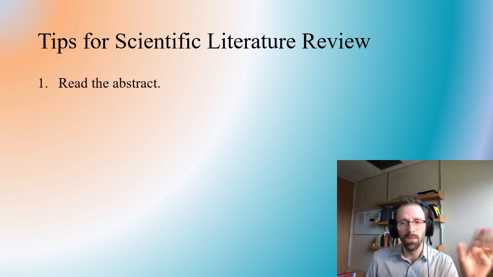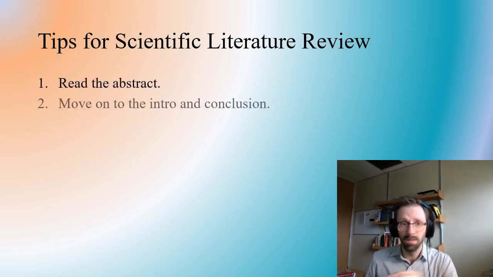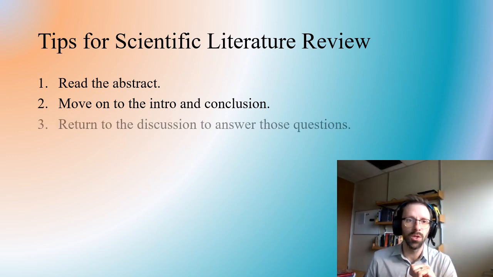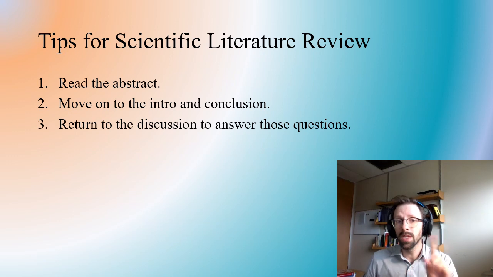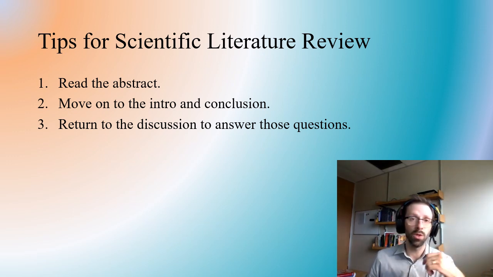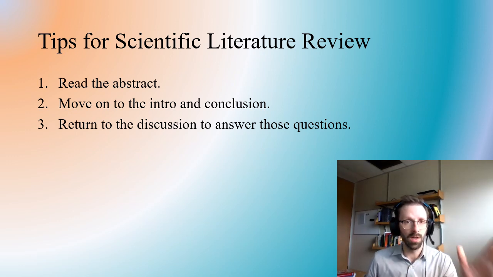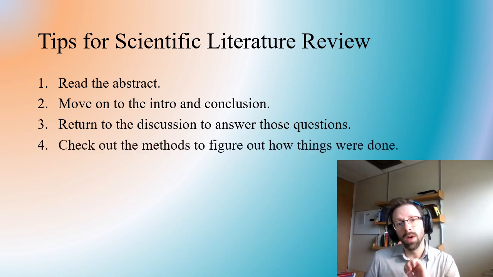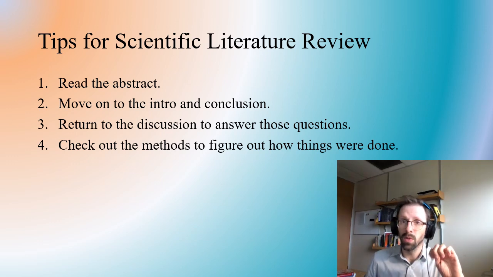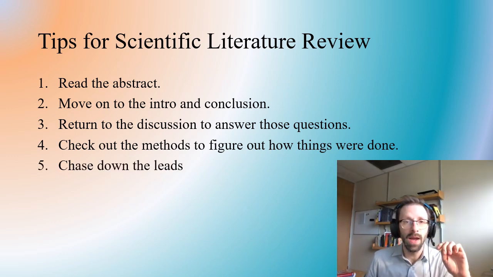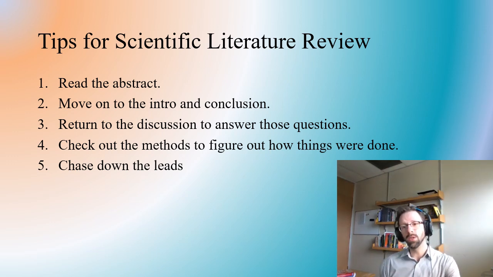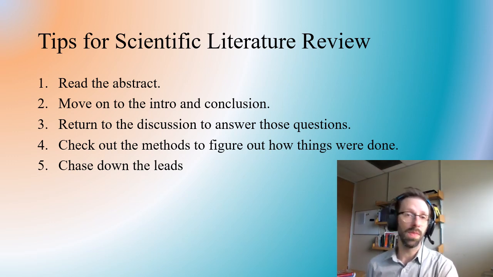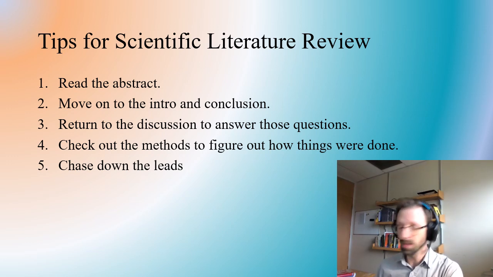Up front, step one, read the abstract. Step two, move on to the introduction and the conclusion to get a big picture. Step three, return to the discussion section to answer those questions and presumably the literature review or anything else you need to start digging into it. Step four, check out the methods to figure out how things were done. Step five, chase down any remaining leads. You follow these steps, you'll be in pretty good shape for at least getting a sense as to what they're trying to accomplish and how well they did it.